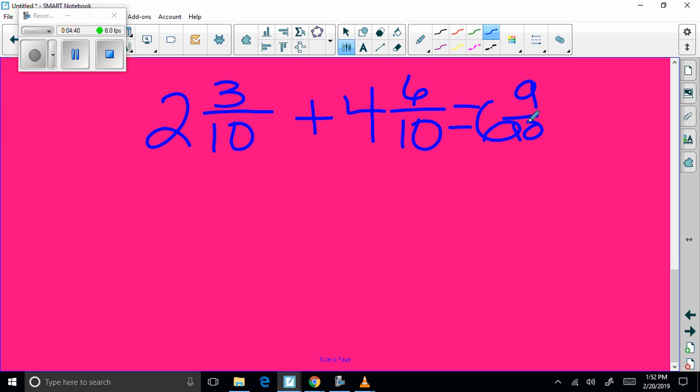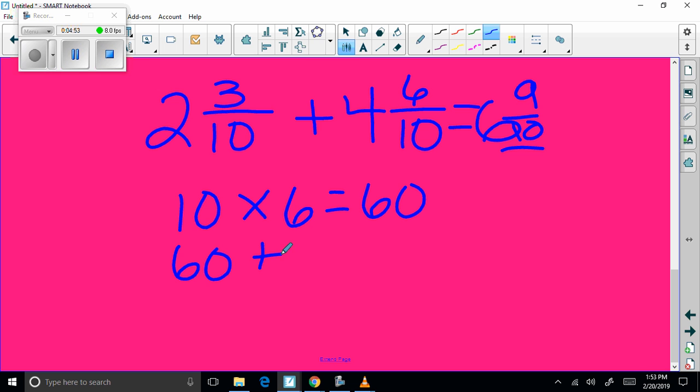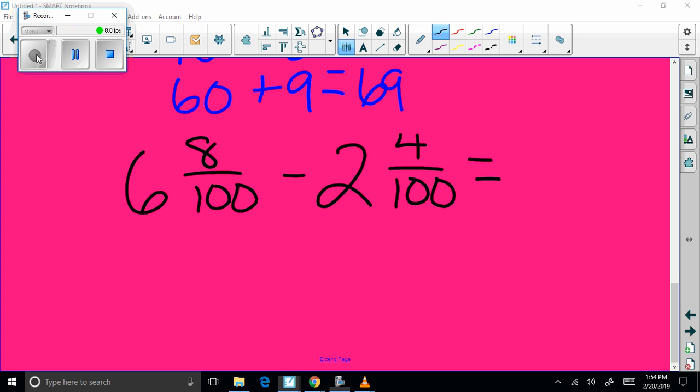3/10 plus 6/10 is 9/10. Again, if we wanted to write this as an improper fraction, we would take the denominator, multiply it by the whole number, which gives us 60. You take the product of that, 60, and you add the numerator, 69. So 6 and 9 tenths is the same as 69 tenths. Thank you, Jasmine.